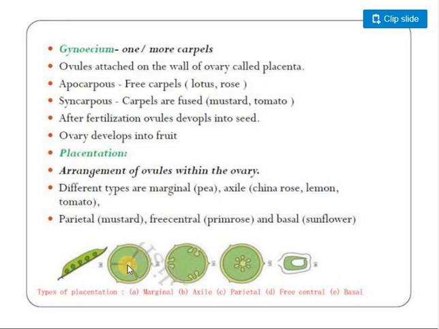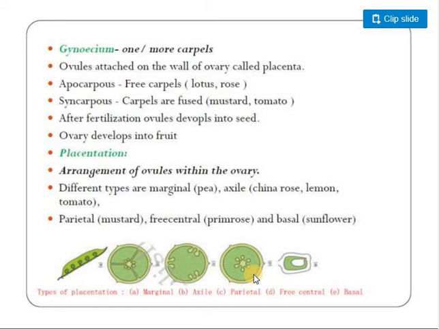And the second one is called axile. This happens with the Malvaceae family. Within the locules, ovules are arranged on the axis, or the placenta is located in the middle, and it is called axile placentation. And this is the third case where the placenta is arranged on the ovary wall on all sides. This is called parietal placentation. This you can see in the case of cucumber.